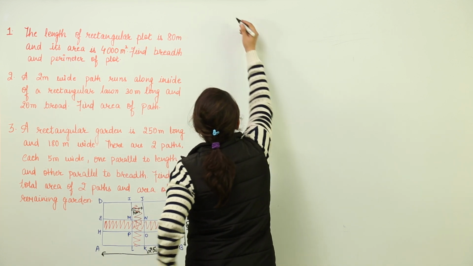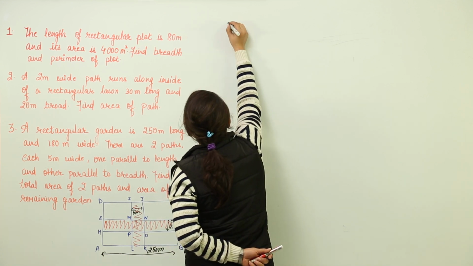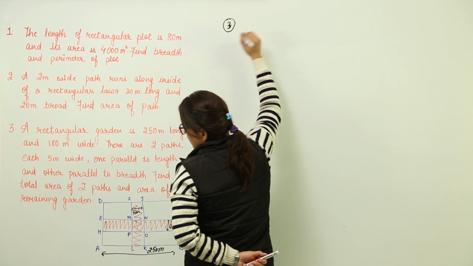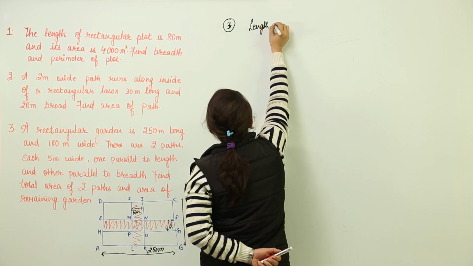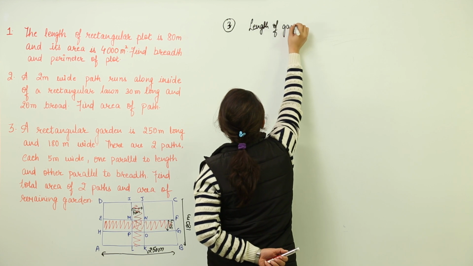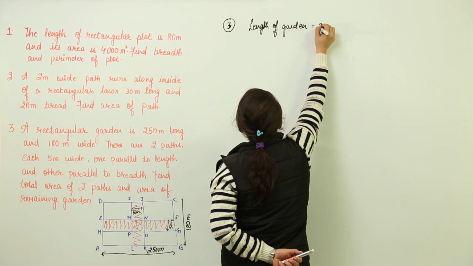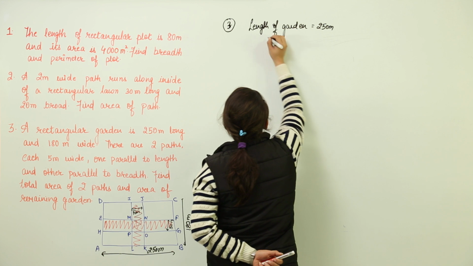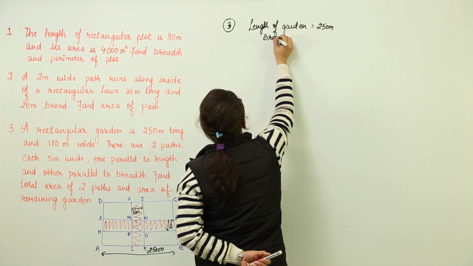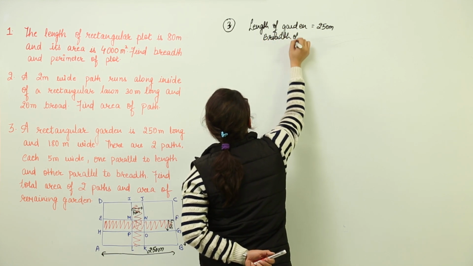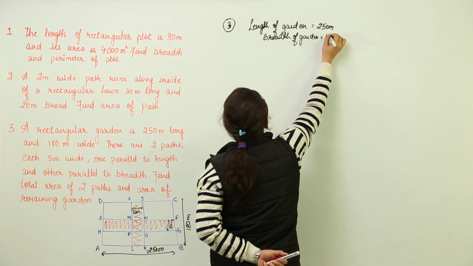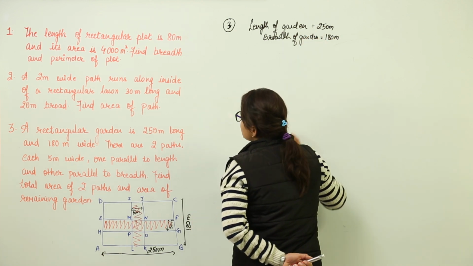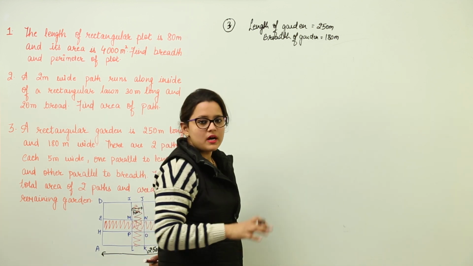First of all, let us write the data given, that is question number 3. The length of garden is equal to 250 meters. We have the breadth of garden also given to us as 180 meters. And now we are going to calculate the area of paths.